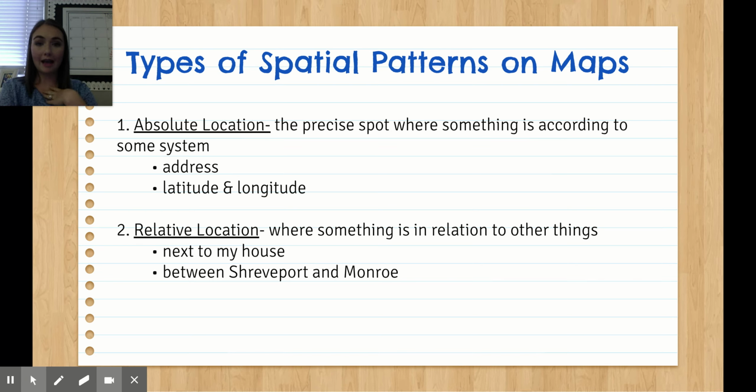But whenever you ask me, how do I get somewhere? I can't give you an absolute location because I'm not a GPS. I can tell you the address, but I'm more likely to use relative location. And that's where something is in relation to other things. So saying like, it's next to my house, or it's between Shreveport and Monroe.